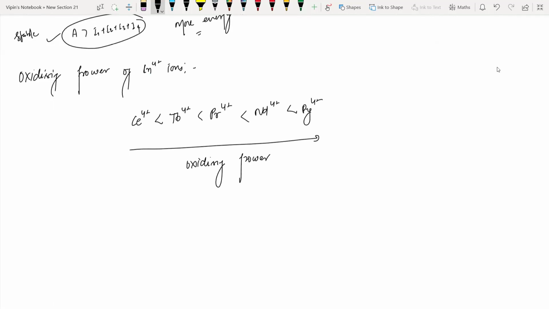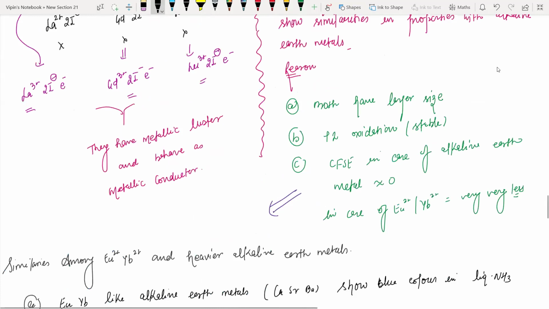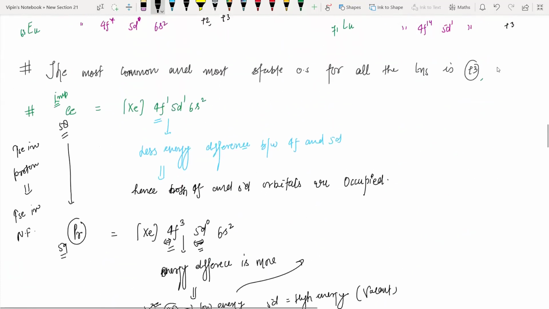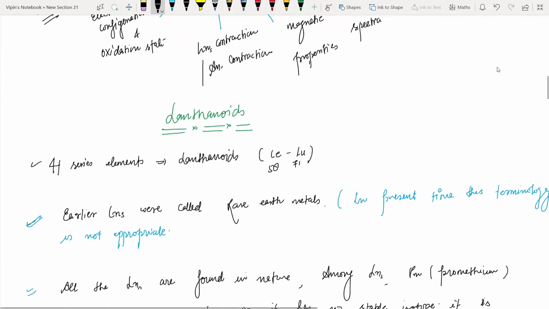Since Dy4 plus is least stable, it means it has the most tendency to accept an electron to get converted into plus 3. Cerium 4 plus is most stable, it means it has less tendency to get converted into plus 3. It means Dy4 plus has more tendency to accept an electron and cerium 4 plus has less tendency to accept an electron, so Dy4 plus will have more oxidizing power and cerium 4 plus will have less oxidizing power. So this is all about the electronic configuration and oxidation state of lanthanides, stability of plus 2 oxidation state, stability of plus 3 oxidation state, right?